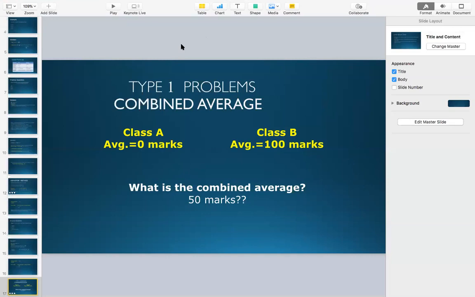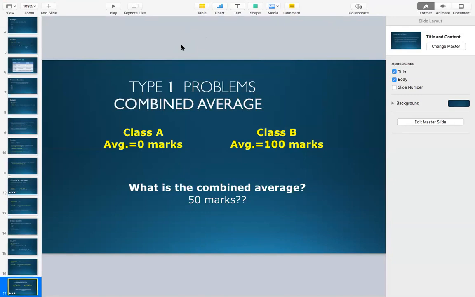So guys, the answer for this question is neither yes nor no. The answer is it will depend on the number of students. Shivam is saying it will be 50 if both have the same number of students. Yes, Shivam, that is correct.